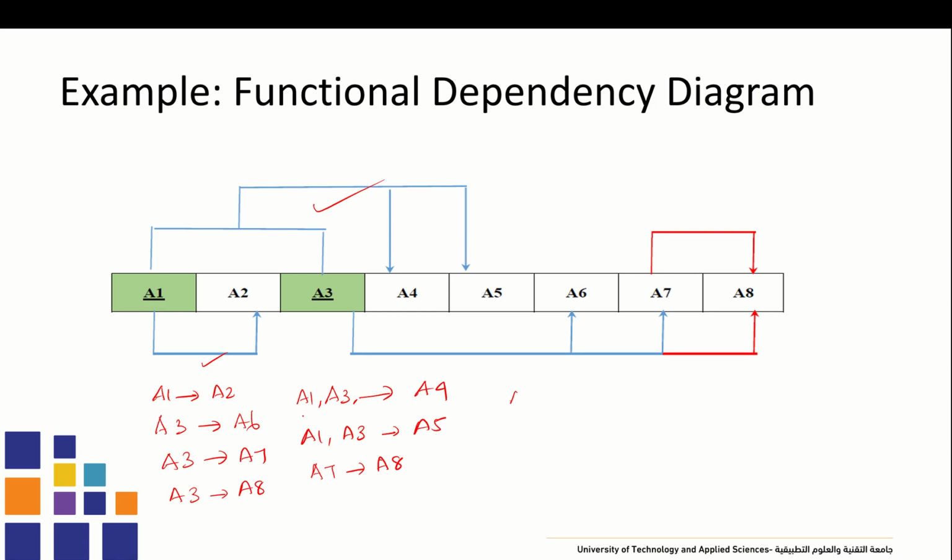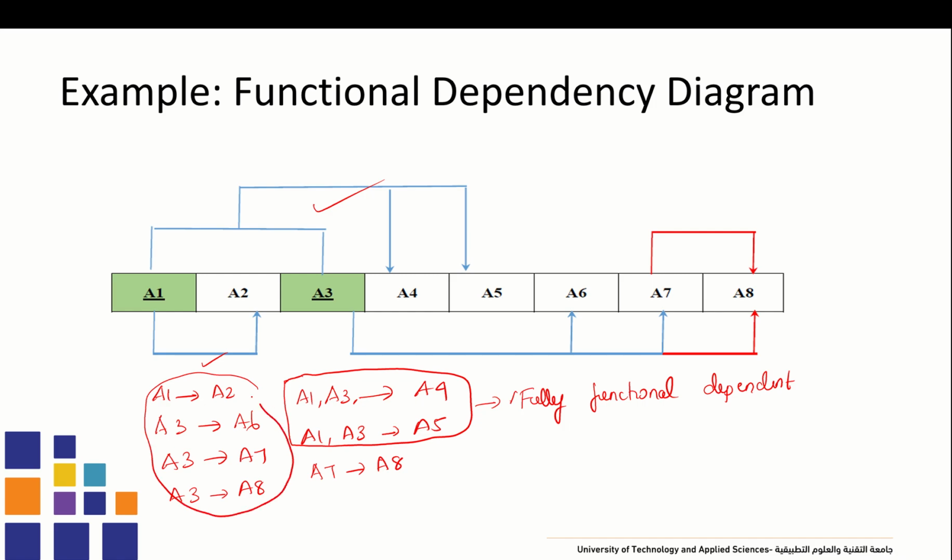I told you when the left side is two attributes, then that only will be coming as fully functional dependent. So this I will write as fully functional dependent. Okay, and the remaining all will be partial functional dependency. So the remaining I can call it as what? Partial functional dependency.